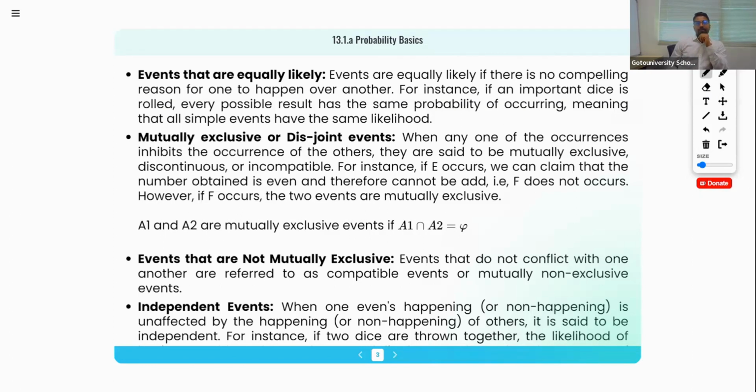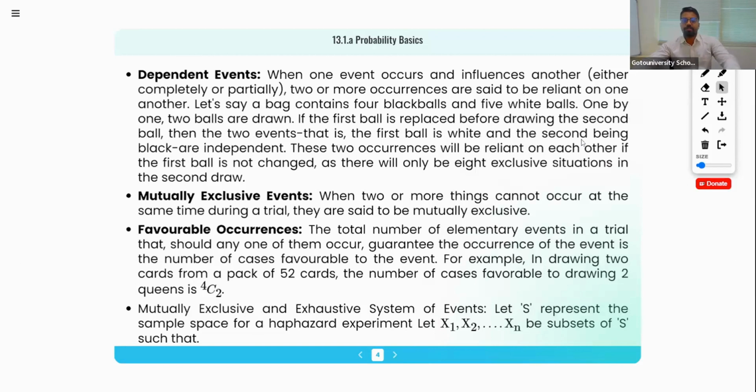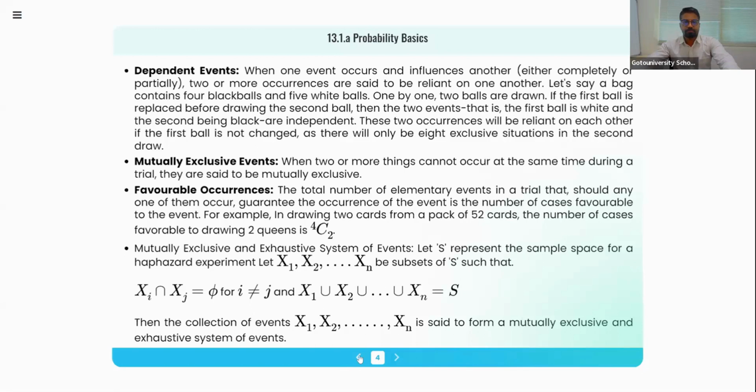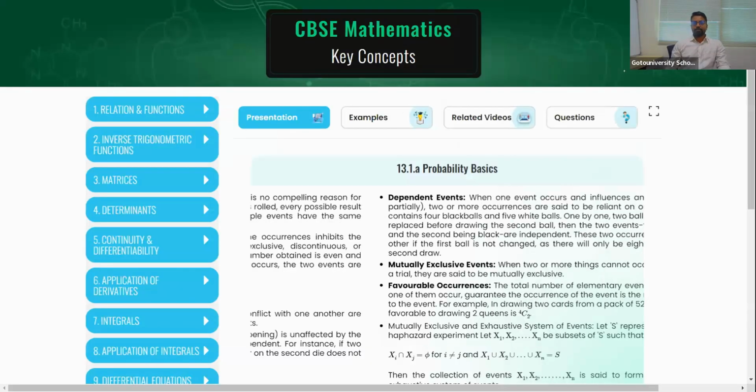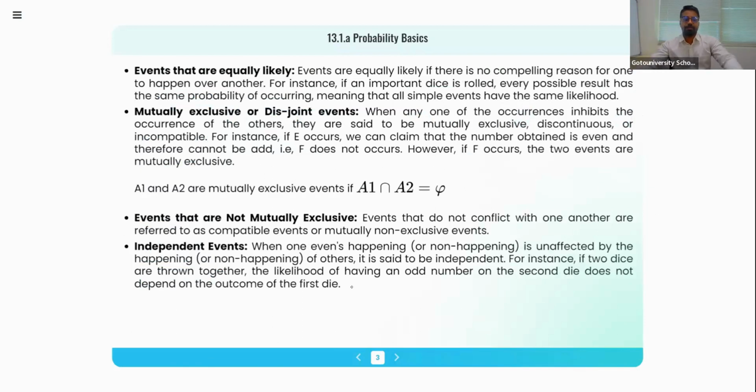Now, an example for independent events: if two dice are thrown together, the likelihood of getting a particular number in one die and the same number in another die are actually 100% what? For instance, when two dice are thrown together, the likelihood of having an odd or an even number in the second die does not depend upon the outcome we get in the first die. Such events are called independent events, right?